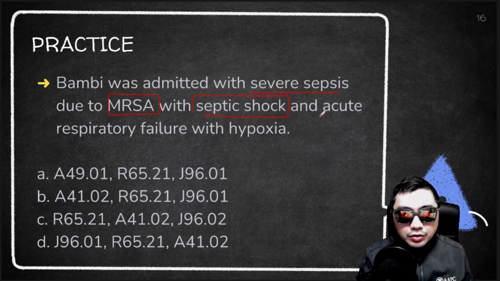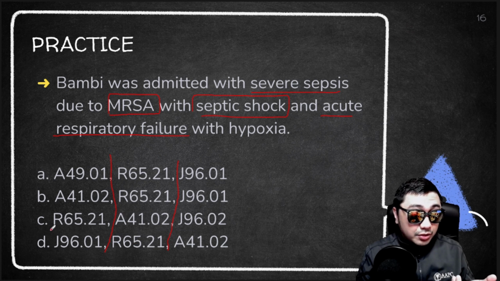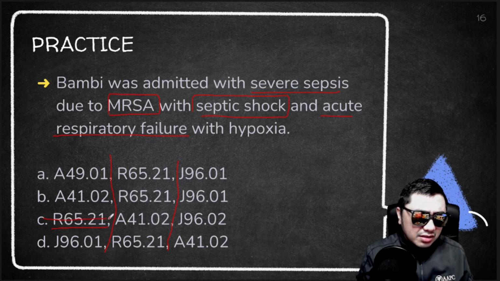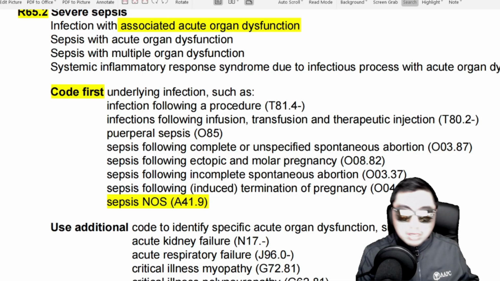Septic shock and acute respiratory failure with hypoxia. So what is the first code that we will enter? So divide this into this sequence. R65.21 is coded here as the primary diagnosis. We will eliminate this because the causal organism is mentioned, MRSA. We will not be coding this as your primary diagnosis. So you have it A41.01, A49.01 rather. Let's check that one.